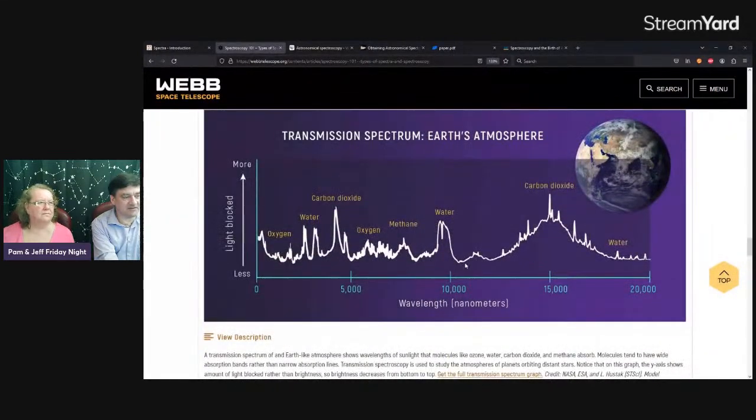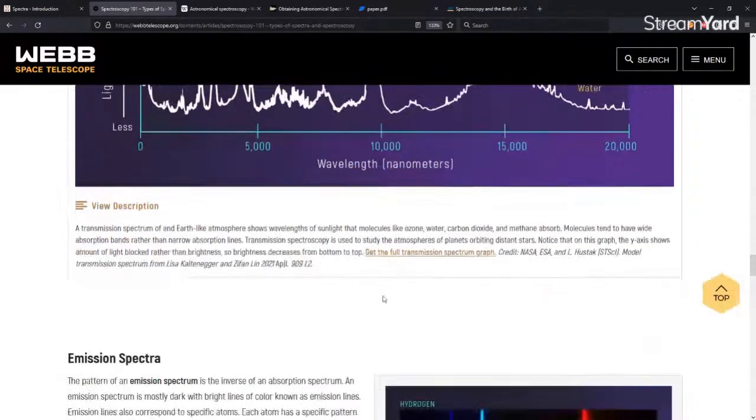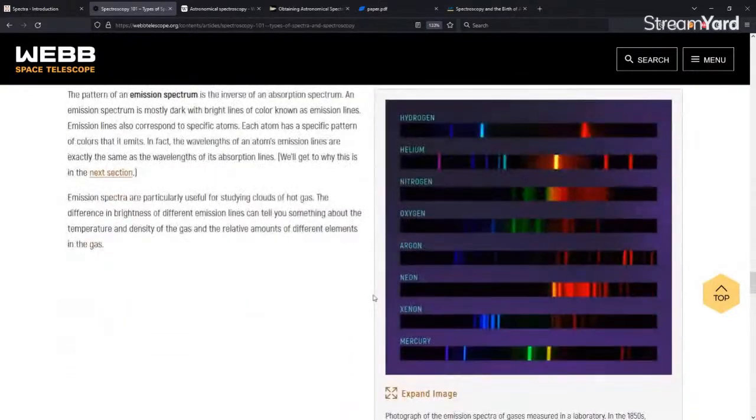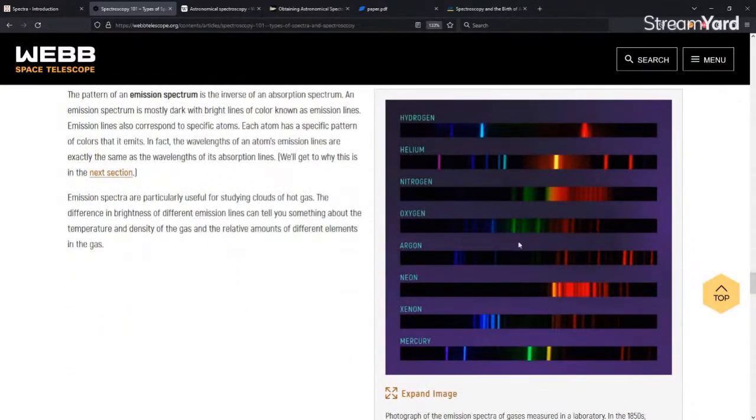And this is Earth's atmosphere. Transmission spectrum. Again, this is what goes through the atmosphere. Water peaks here, here, and here. Carbon dioxide peaks here and here. There's water again, and oxygen. And here is a good chart of an emission spectrum.